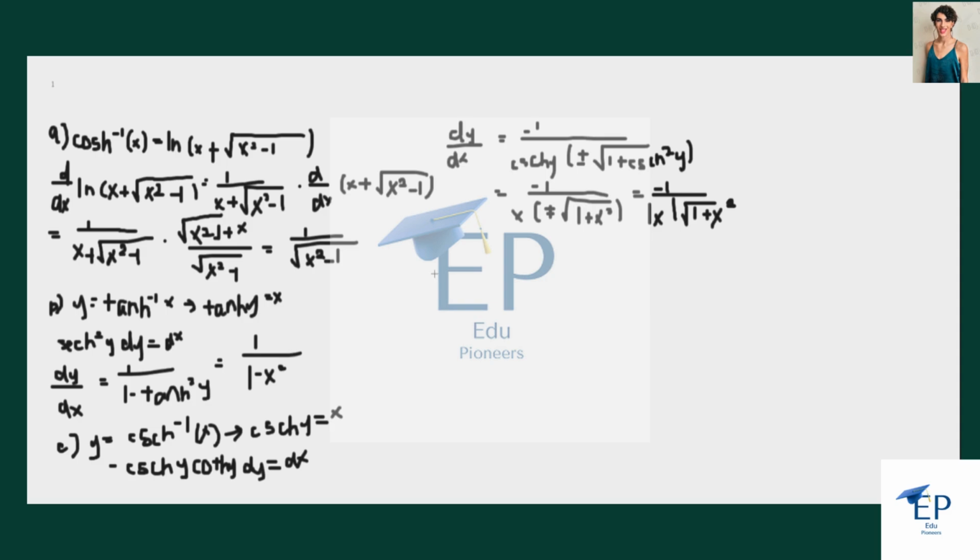For part D, we allow y to be equal to secant inverse. So secant of y is equal to x. So we get dy over dx to be equal to -1 over secant over tangent.